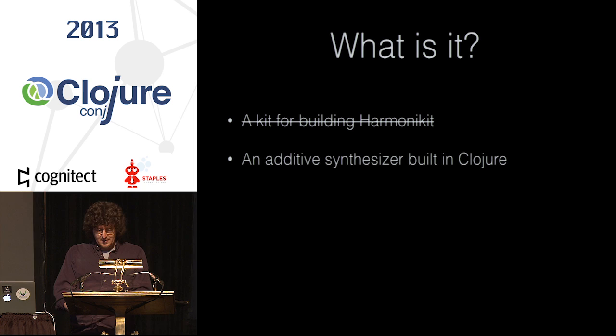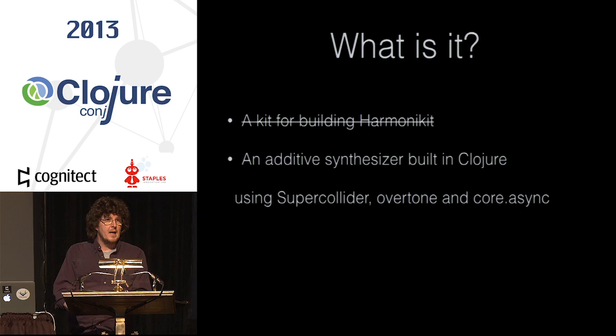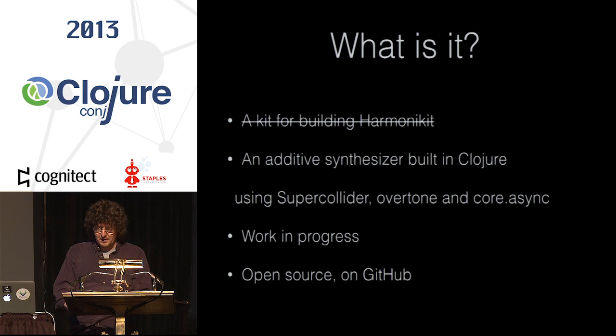So what Harmonikit is, is an additive synthesizer for Clojure, written in Clojure, using SuperCollider via Overtone and core.async. So, no dating program, sorry. It's a work in progress, but it is open source and it's on GitHub right now, if I push the right shiny button. But don't go look at that, look at this, and you can look at that later.